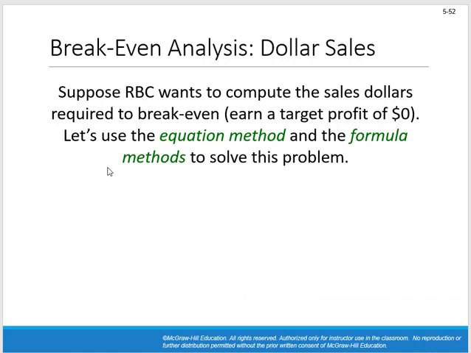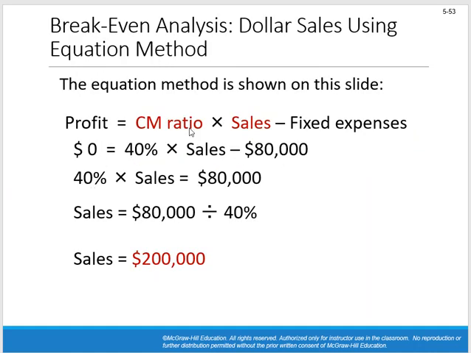But let's say RBC wants to compute sales dollars to break even rather than units. So here they give us a whole other method of doing this. But you and I already know we can just take the 400 units and multiply it by our selling price per unit. But here's their math. So they're going to have us take the CM ratio, 40%, times sales minus fixed. And so now they're solving all of this. 0 equals 40% times sales minus 80,000. So again, we keep rearranging our equation. Now we've got 40% times sales equals 80,000. So sales is going to equal 80,000 divided by 40%.